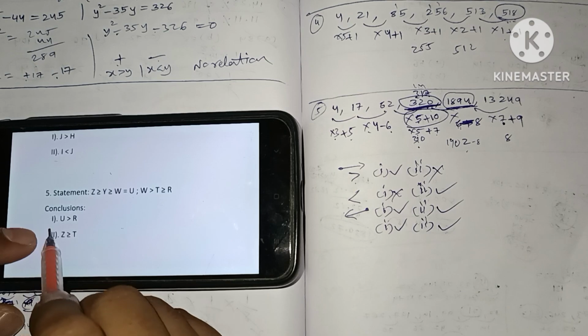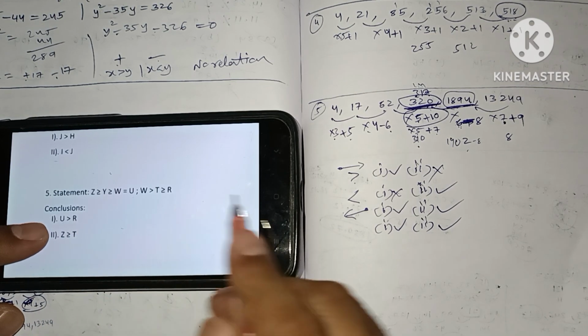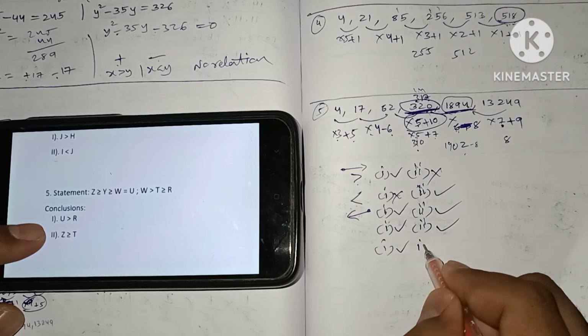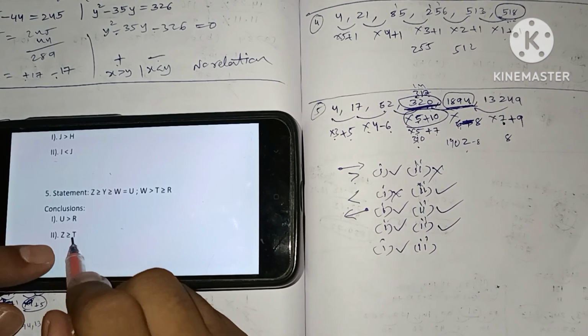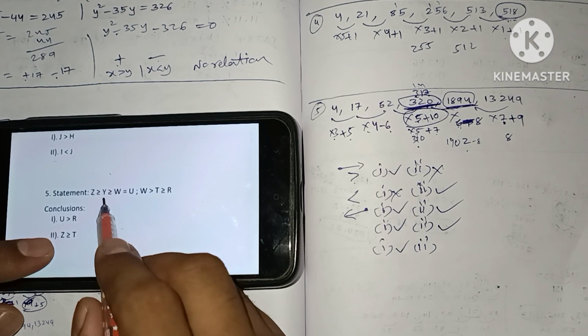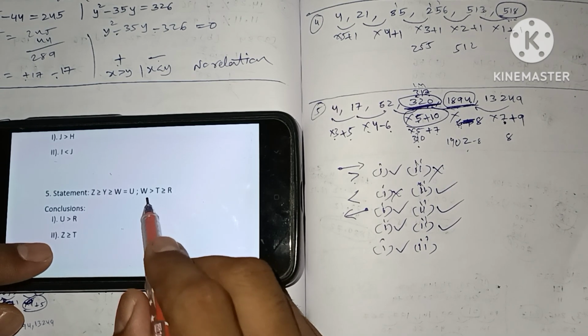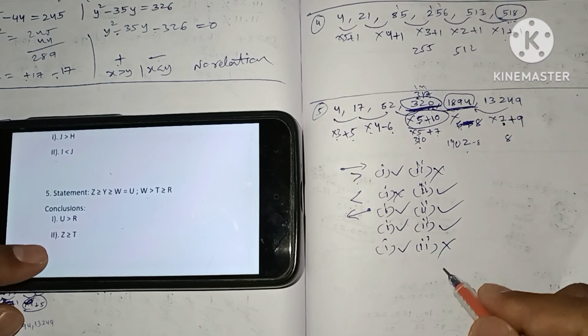Fifth question, the flow from U to R. From U we can reach to W. From W we can reach to R. First one is true. Second one, the flow from Z to T with everywhere equals to. From Z we can reach to W with everywhere equals to. From W we can reach to T, but there is missing of equal to here. So second conclusion will be false.